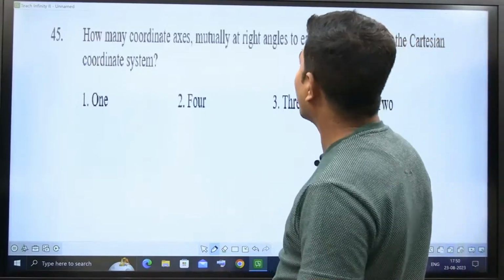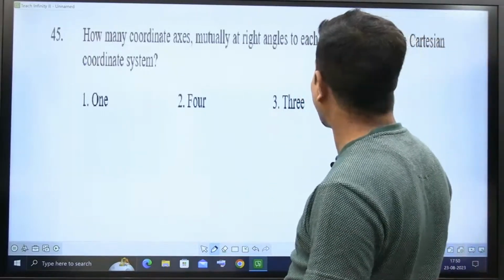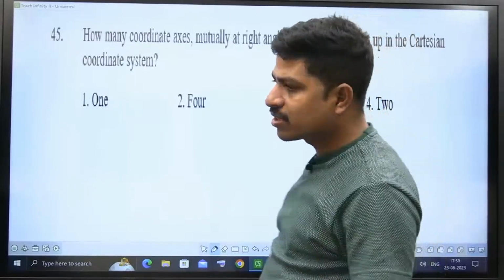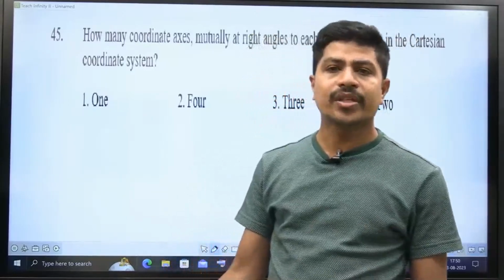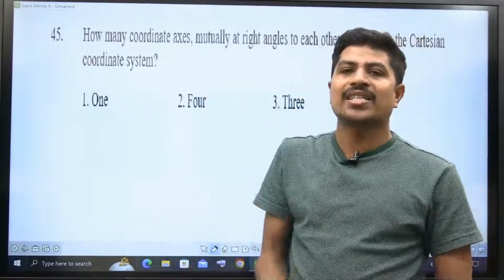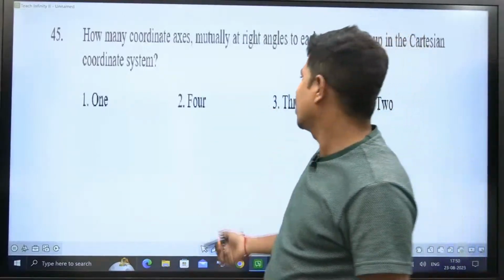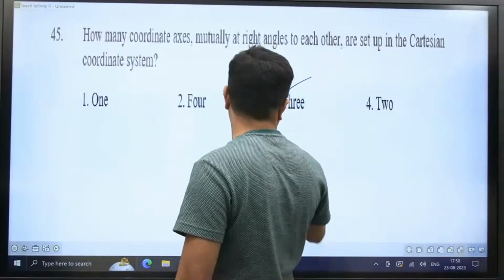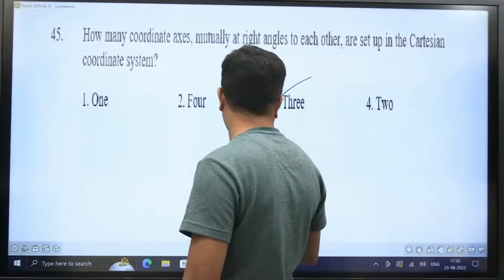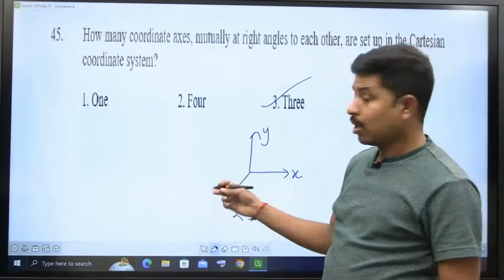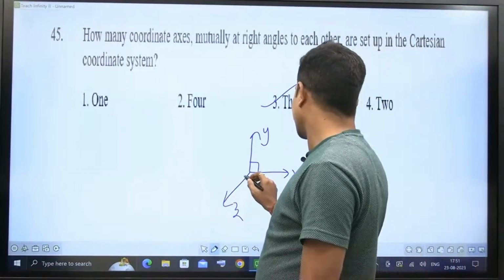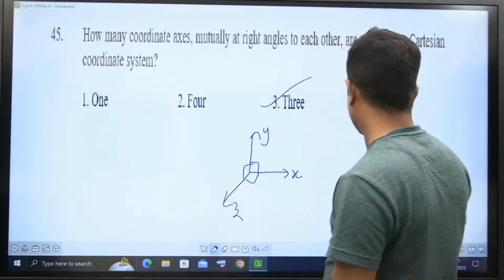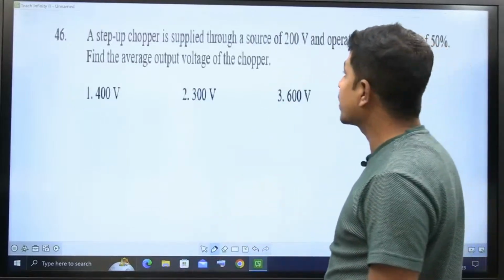How many coordinate axes mutually at right angles to each other are set up in the Cartesian system? Answer is 3. In Cartesian system, we have 3 axes x, y, z. That is a direct question. This is x, this is y, this is z. Though it is not visible to you as 90 degrees, yes, this is 90, this is 90, this is also 90. Right? 3 it is. Next question.